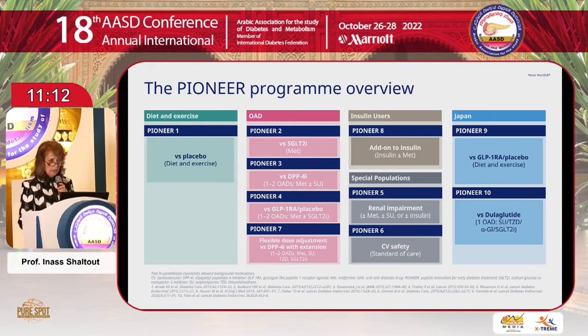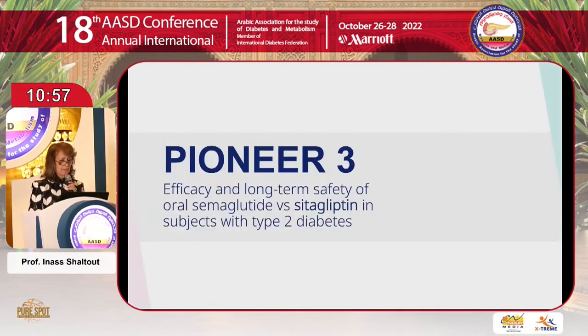These were done on a Japanese population, so we cannot discuss the results because they have special characteristics and special BMI. So we're going to talk about PIONEER 3.